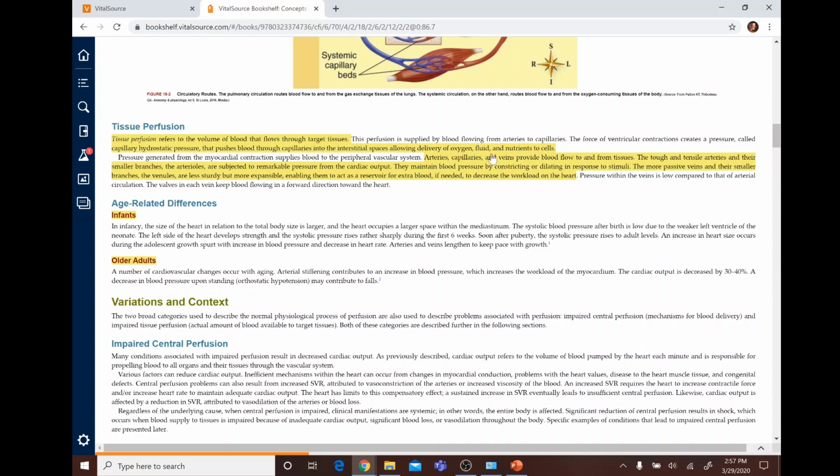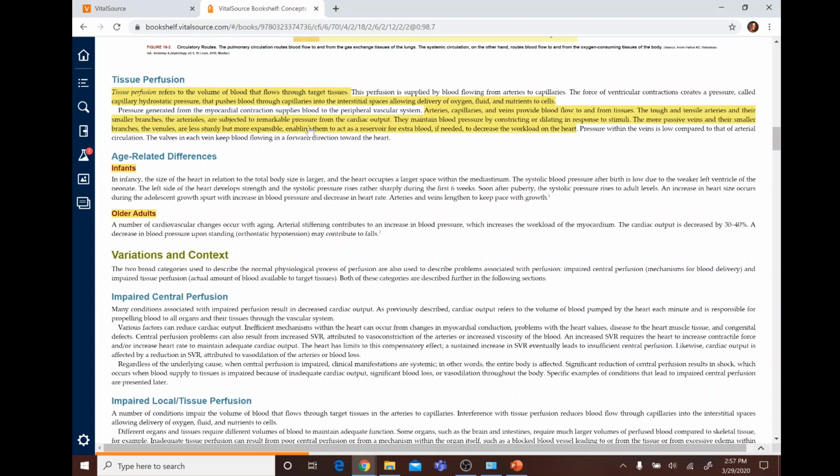So, what do you think arterioles do for tissue perfusion? They maintain blood pressure by constricting or dilating in response to stimuli. And then what do you think the venules do for tissue perfusion? They act as a reservoir for extra blood to decrease the work on the heart if they need to.